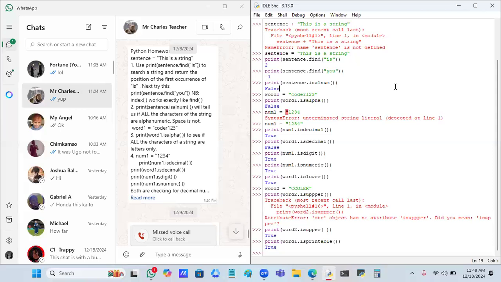Then after that is numeric. No, not yet. This three. You're not done? Okay, I'll wait. Next one. Okay, is numeric. Is numeric returns true if all the characters in the string are numeric.